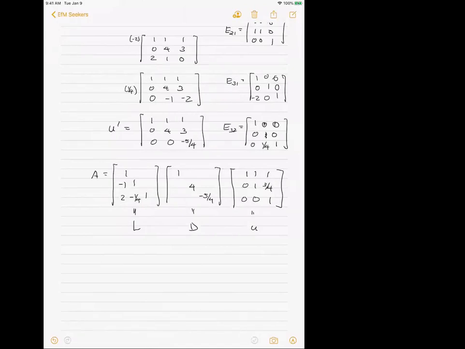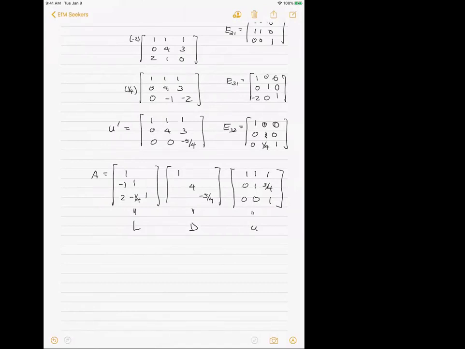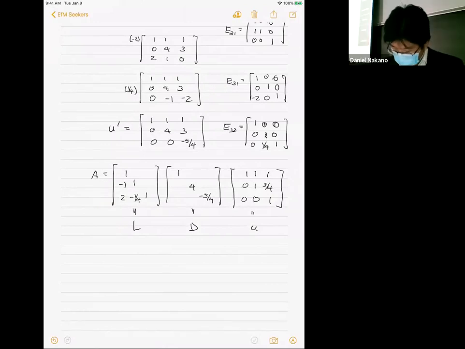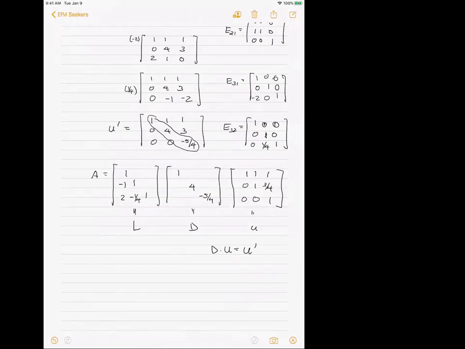Can you explain how you got U again in that last part? So I take U prime, and I take out the diagonal entries. The diagonal entries are the ones right here. I use these as the diagonal entries for D. Remember, I'm taking out D times U and making it equal to U prime. So in order to get U, I have to divide the diagonal entries out of each row. Okay, that makes sense. Thank you.